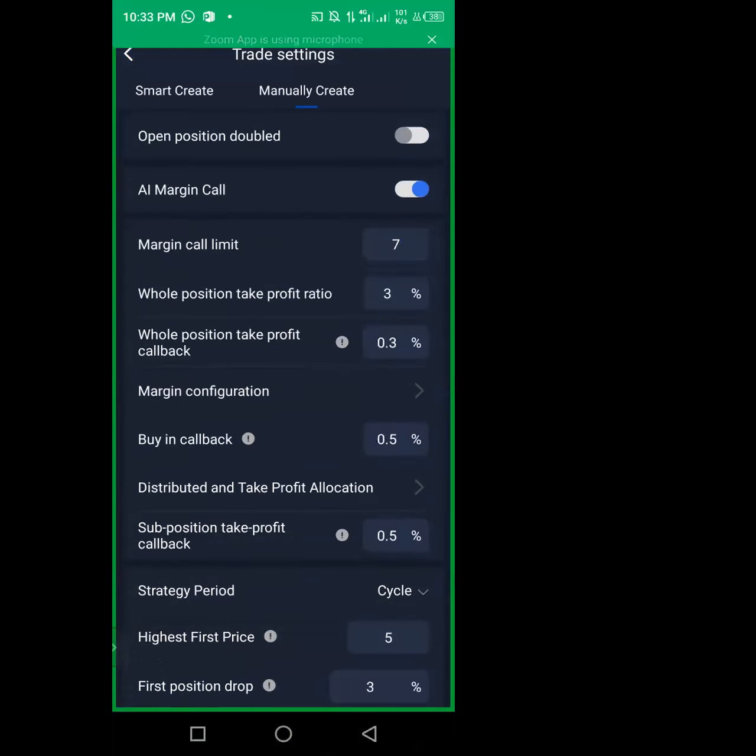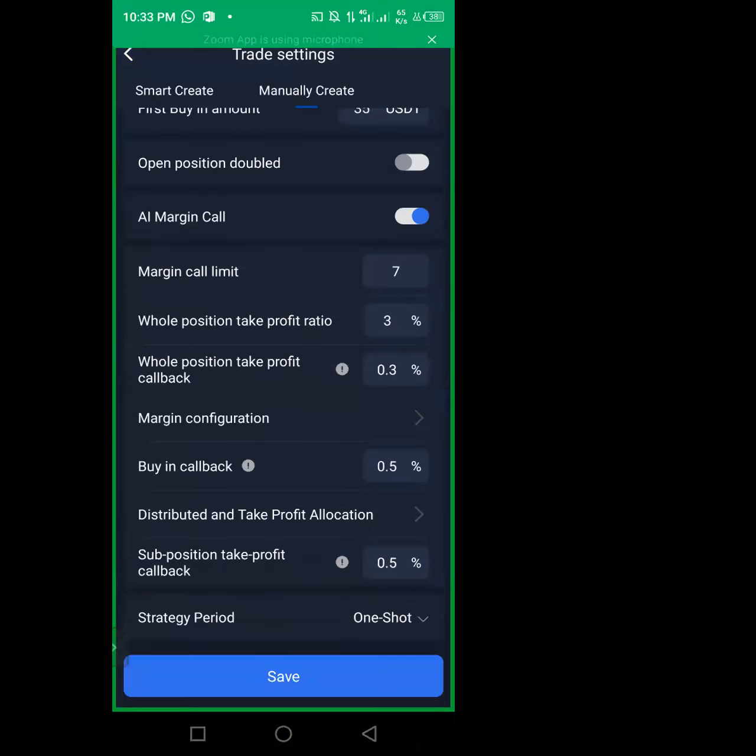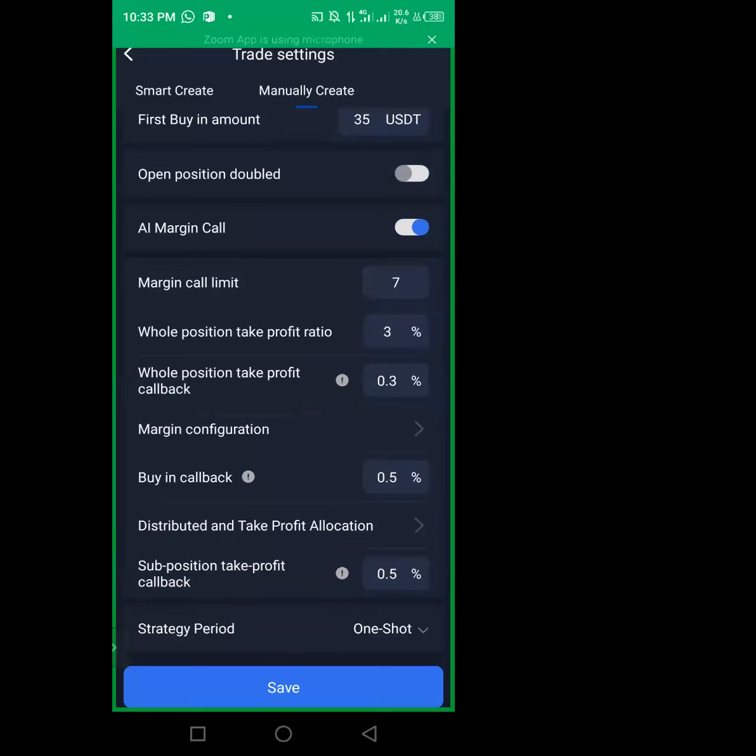If you see here, for 7 margin calls, you see what they call the distributed take profit allocation. It also has its own callback, the short position take profit callback. So it's almost the same thing. The whole position take profit ratio and the whole position take profit callback only work for your first buy-in amount and your margin 1 to 4.